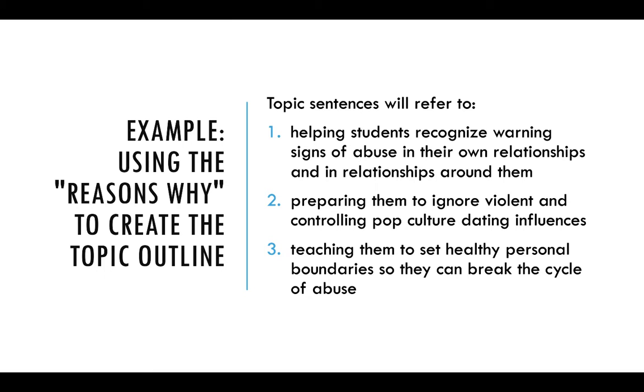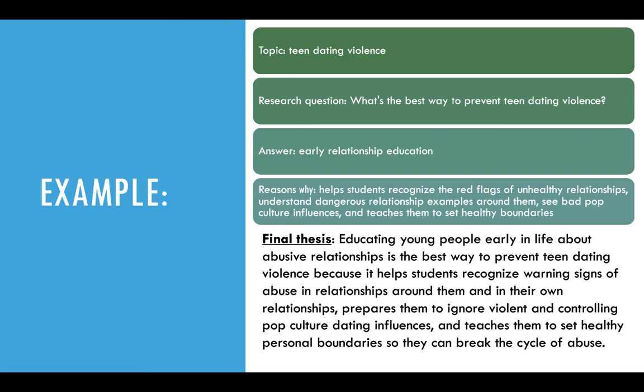So that's going to be your thesis, and then you're also going to be turning in what I consider a topic outline. So I need to see those things, and then give me a topic sentence for each one of those reasons. This is kind of 4, but I broke it down into 3 different reasons here as to why educating young people early in life about abusive relationships is the best way to prevent it.